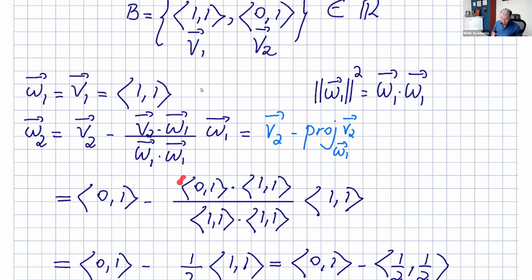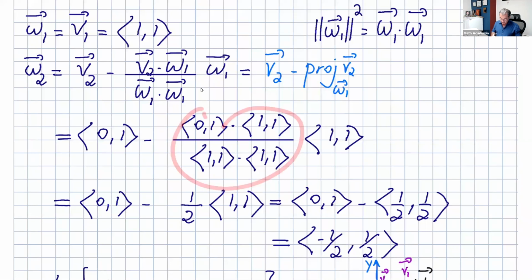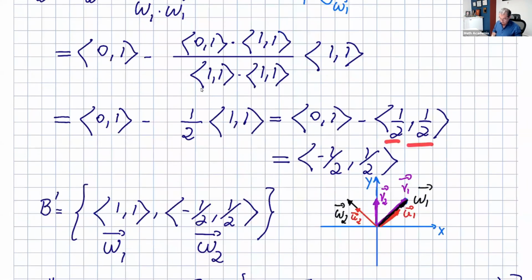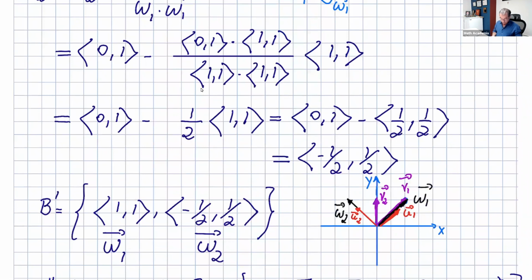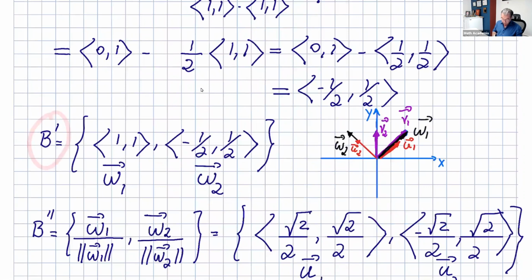Just notice this is just a number. If you do the calculations, that becomes 1/2 times W1, and what you have is (0, 1) minus (1/2, 1/2). If you calculate that, you get (-1/2, -1/2). So our basis B prime has the vectors W1 and W2: the first vector is the same, which is V1, and the second vector is W2, which is (-1/2, -1/2).